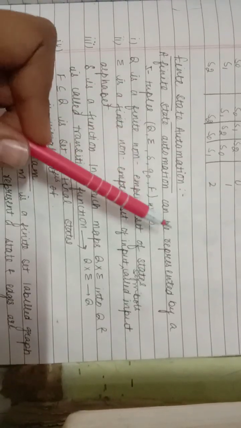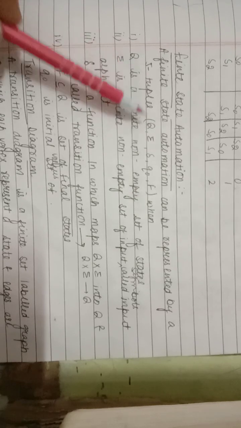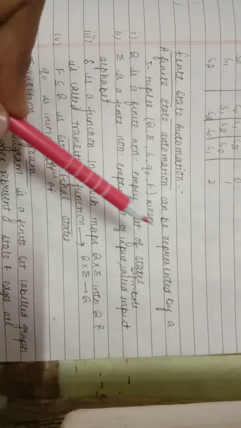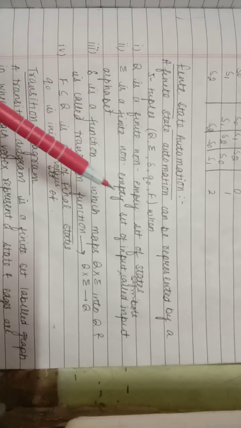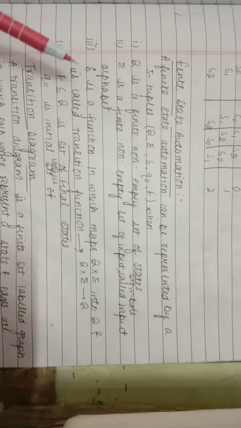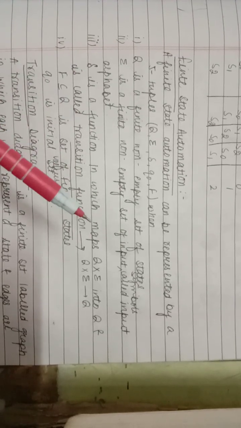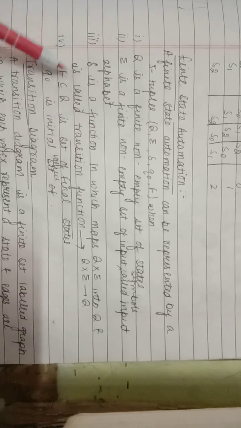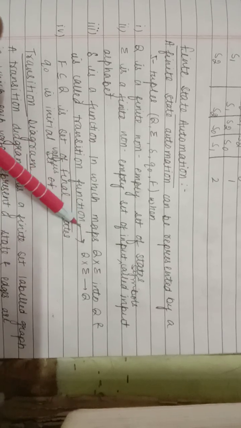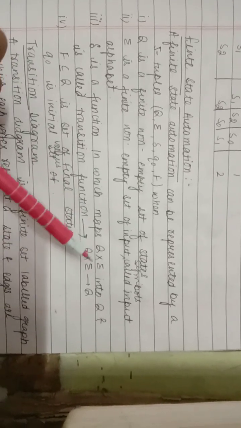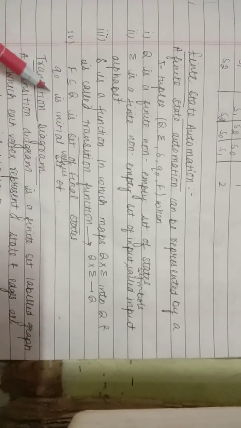What is finite state automaton? A finite state automaton can be represented by a 5-tuple, that is Q, sigma, delta, q naught, F, where Q is a finite non-empty set of states. Sigma is a finite non-empty set of input symbols called the input alphabet. Delta is a function which maps Q cross sigma into Q and is called the transition function. F is a subset of Q, the set of final states. Q naught is the initial state.